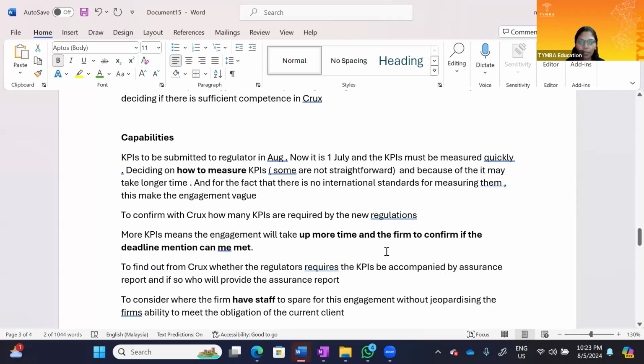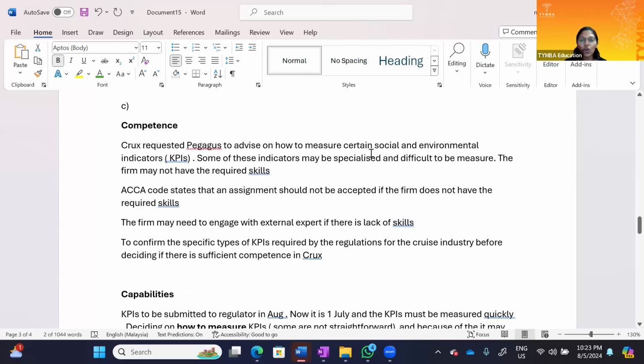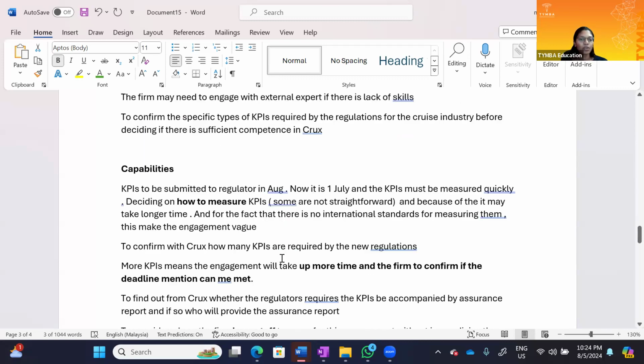Okay, so how you will get marked, you want to know. For competence, in the answer here we discuss the fact that we have to consider how to measure it, and we mentioned that the ACCA code says it should not accept the engagement if the firm does not have the required skill. So this is about 1 mark. The firm may need to engage an external expert if there is a lack of skills and confirm. This point is about 2 marks that you will be able to earn because you are doing some evaluation.